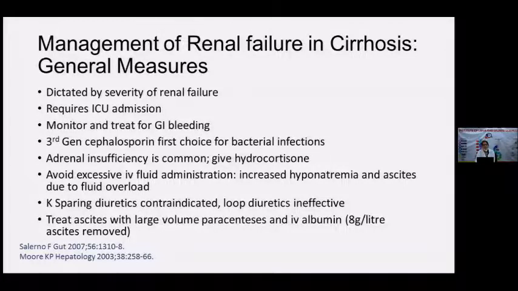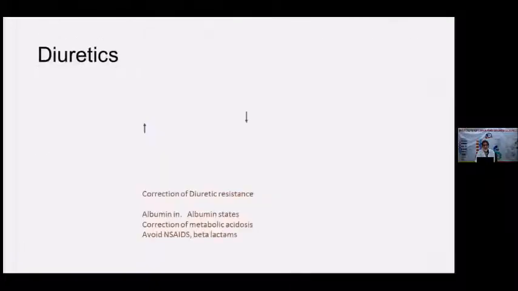Avoid excessive IV fluid administration, as it leads to increased hyponatremia and ascites due to overload. Potassium-sparing diuretics are contraindicated, and we treat ascites with large volume paracentesis along with IV albumin administration. Diuretics are not prescribed for functional CKD because they worsen the intravascular volume depletion.